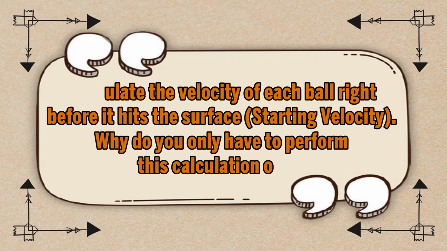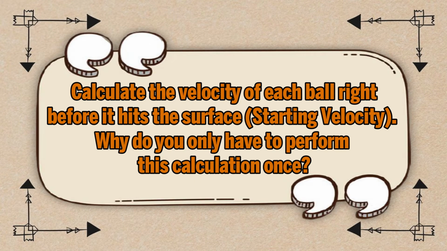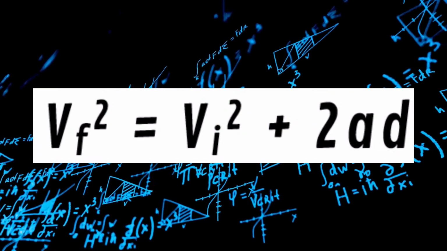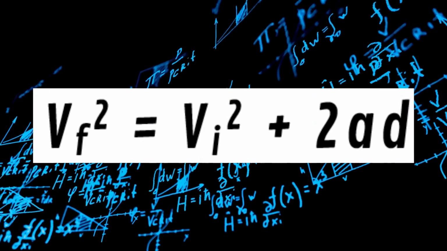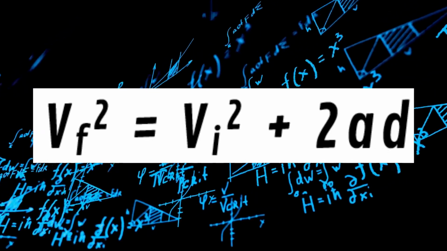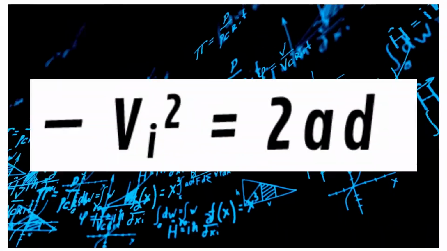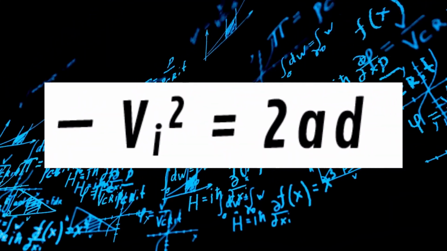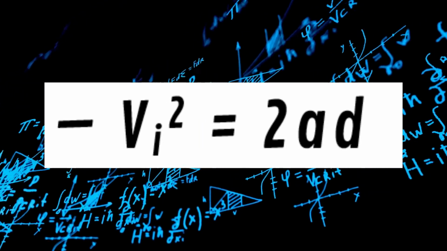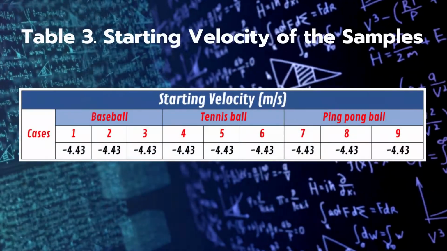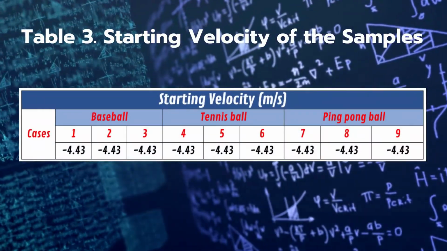Question number 2. Calculate the velocity of each ball right before it hits the surface. Why do you only have to perform this calculation once? To calculate the initial velocity, we will be using one of the kinematics equations, which is the derivation of the initial velocity from this equation to this. We used this formula because the initial height and the acceleration due to gravity are the only givens, and the initial velocity is the unknown.